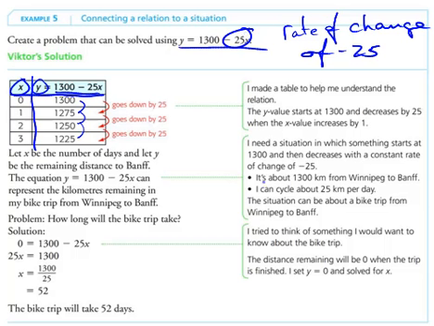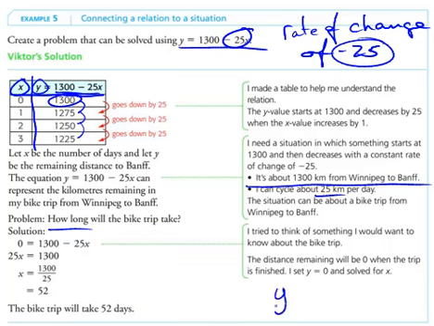He recognizes that the distance from Winnipeg to Banff is 1300 and that he can cycle about 25 kilometers per day. So he's creating a problem that he can ask: how long will the bike trip take if he's going from Winnipeg to Banff? So he wants to find out the amount of time.